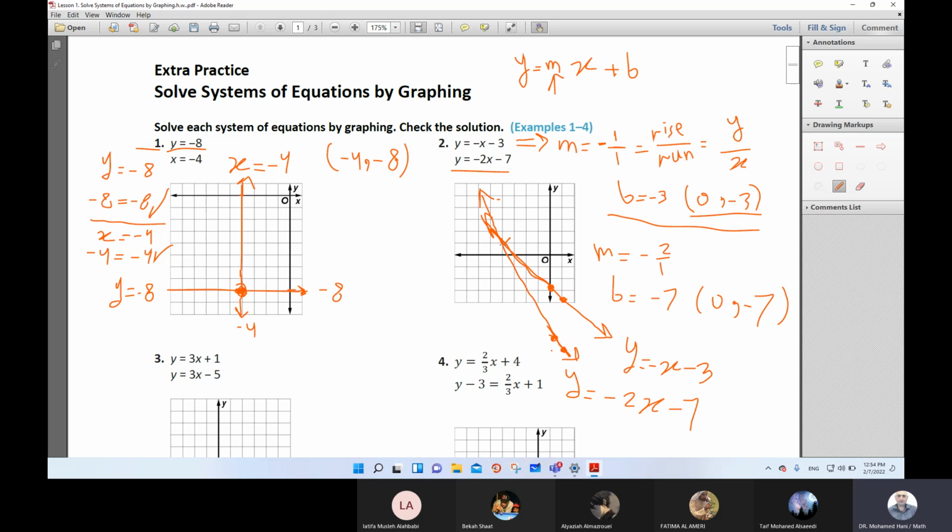In this place here we have a common point between them. So this point means this is the common solution. This point means the common solution. How to know the common solution? What is the location in x? -1, -2, -3, -4. And here, what is the location in y? It will be 1. So the point will be (-4, 1).